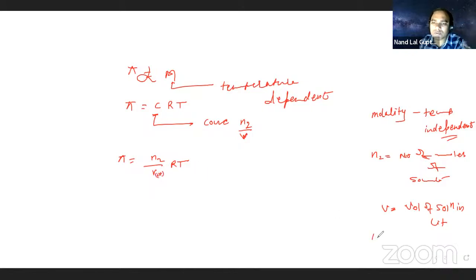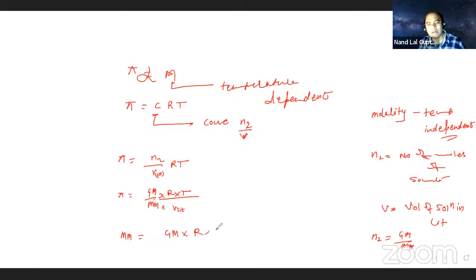What is the n2, student? Given mass over molar mass, we can write. So pi is equal to given mass over molar mass, multiplied by R into T, divided by V liter. So now, if you are calculating molar mass, molar mass is given mass multiplied by R multiplied by T, divided by pi into V liter.